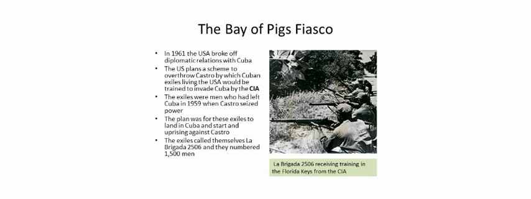The plan was, I suppose, for these exiles to land in Cuba to initially fight off what the Americans considered a relatively weak Cuban army and start their own uprising against Castro. The exiles called themselves Brigade 2506, and they numbered 1,500 men. The CIA thought that they could get away with this, but what it leads to is an absolute and utter disaster. So I think at this point it's important to realise that, number one, the 1,500 men is not enough to take Cuba. And it's not because the CIA are being stupid per se.